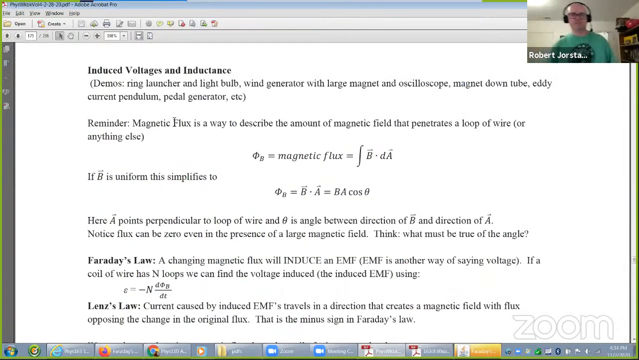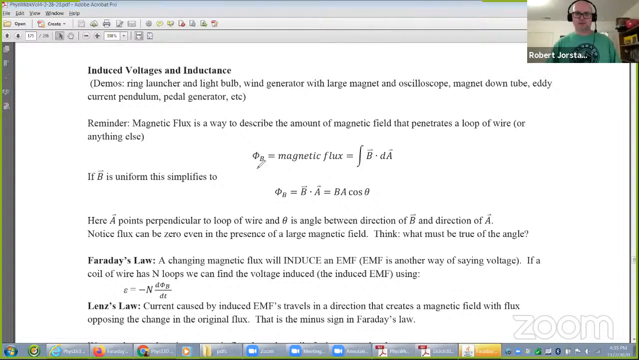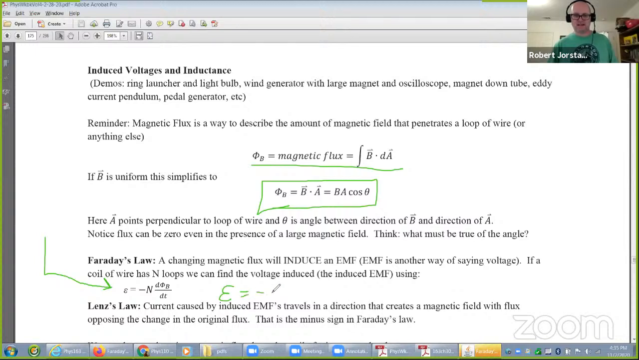So this is some boring words, and here's the idea. There's an integral that calculates magnetic flux. Great. If B is uniform, we don't have to do an integral and we get this simpler result. Fine. Now, what is Faraday's law? Faraday's law is this right here. Induced voltage is equal to minus the number of turns in the loop. So if you have N loops, oh, that should be italicized, my bad, times the time rate of change of magnetic flux. So this thing right here is the derivative of this thing with respect to time.